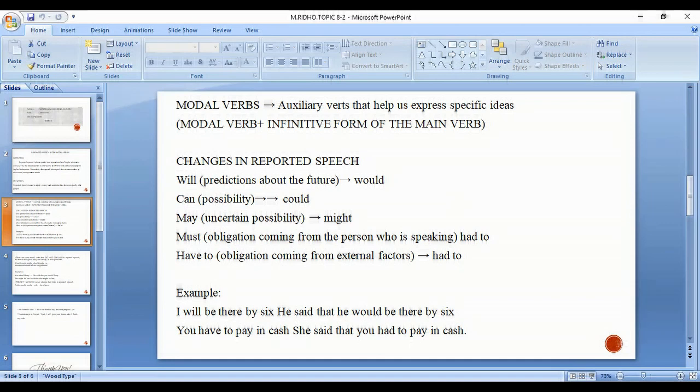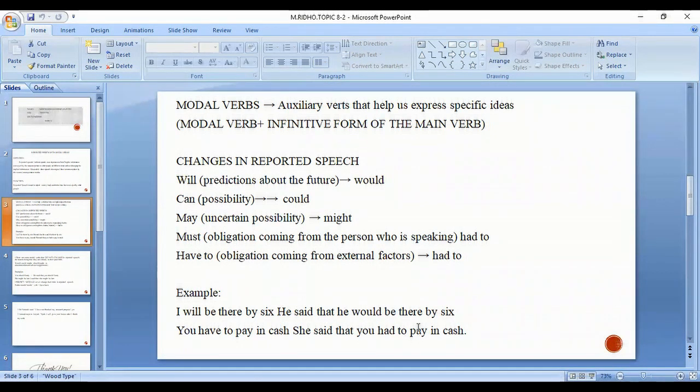Changes in reported speech: will is a prediction about the future; can is a possibility; may is an uncertain possibility; must is an obligation coming from the person who is speaking; had to and have to are obligations coming from external factors.